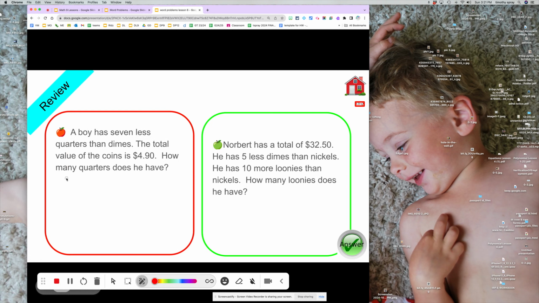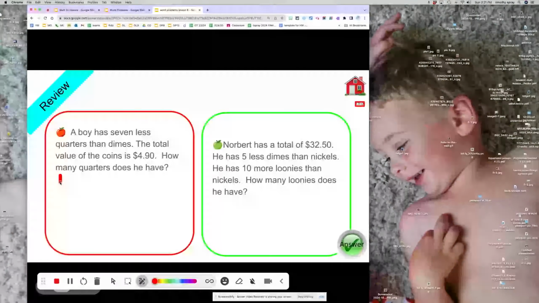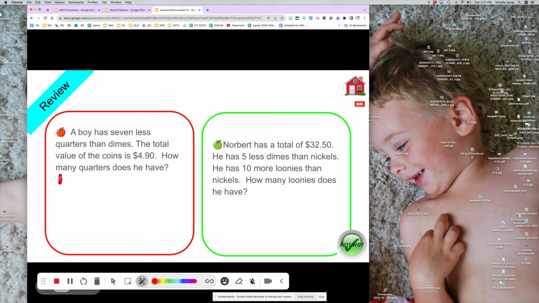So the way I'm going to start every single word problem is start with my variables. I can see that I have dimes and I have quarters. I'm going to call dimes D because quarters are being compared to dimes. So if I go dimes minus 7, that's how many quarters I have. Okay, so that's my first part. We're going to do that every single time.